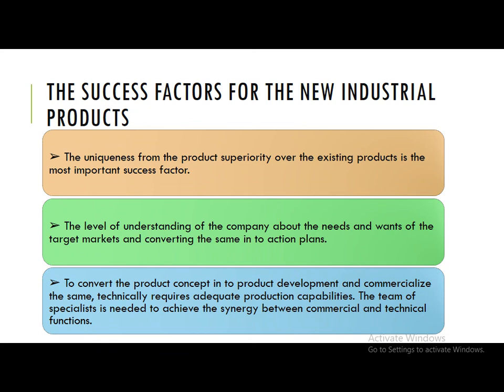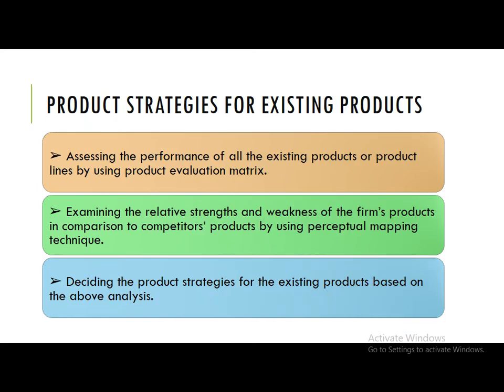Among the success factors of new industrial products, the uniqueness from product superiority over the existing products is the most important success factor. Then comes the level of understanding of the company about the needs and wants of the target markets and converting the same into action plans. Then, to convert the product concept into product development and commercialize the same technically requires adequate production capabilities. A team of specialists is needed to achieve the synergy between the commercial and technical functions. The product strategies for existing products.